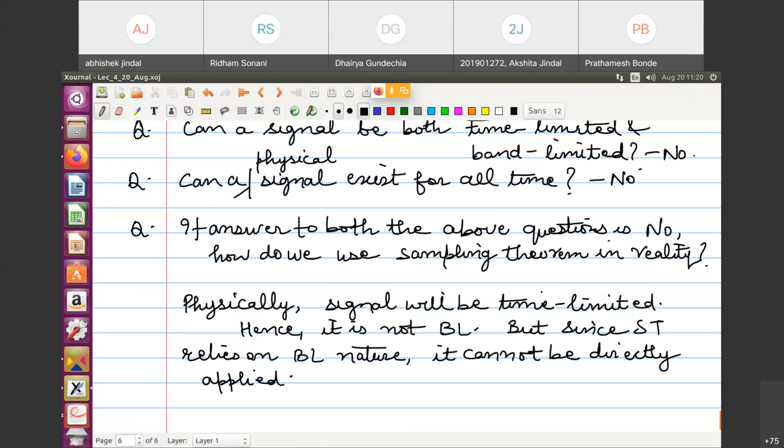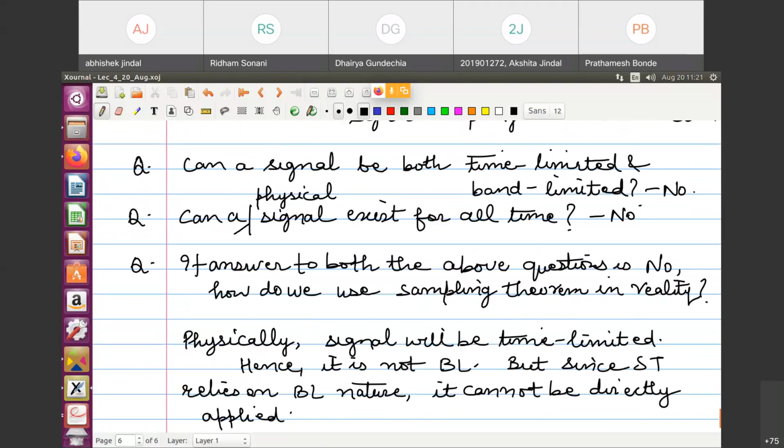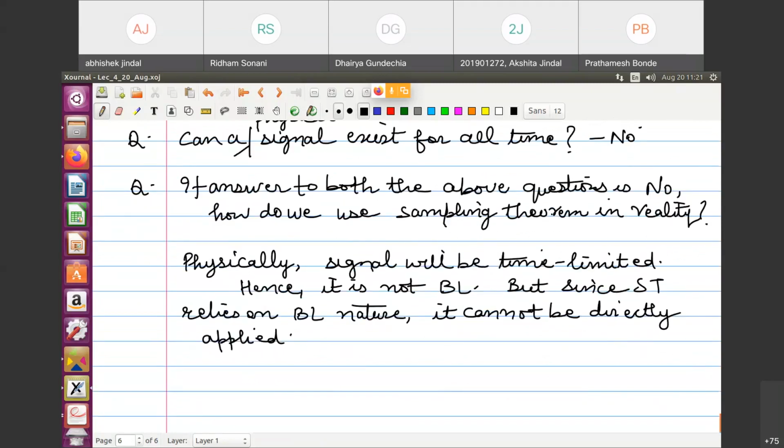So whatever we have studied has now given us a problem basically. We got to know that if at all there is a signal which exists from minus infinity to plus infinity and it is band limited, then we can recover it from its samples. But there is no such signal in reality. So how do we do that? How do we apply the sampling theorem to a real time signal? Real time means the signals which we are now using in systems. Now there is a proper proof for whether a signal can be both band limited and time limited. Okay, so let us see it.